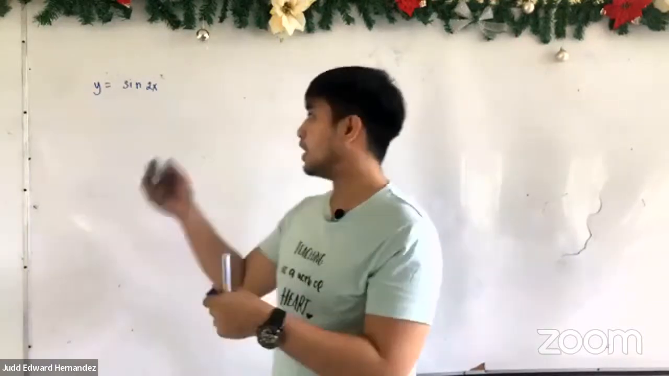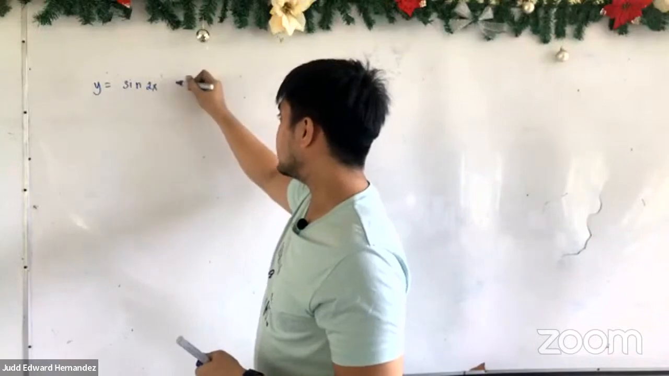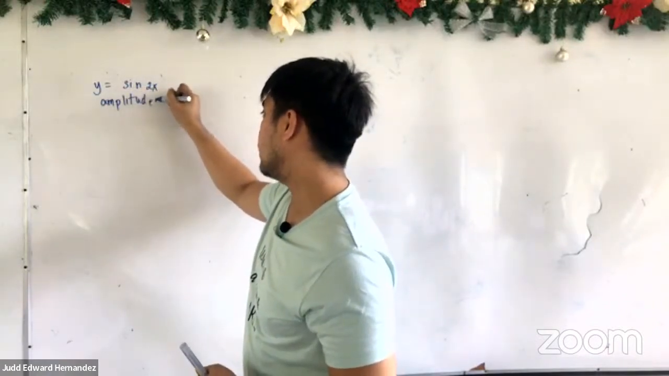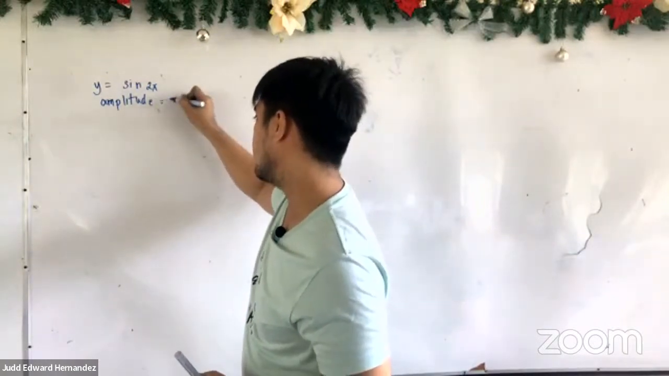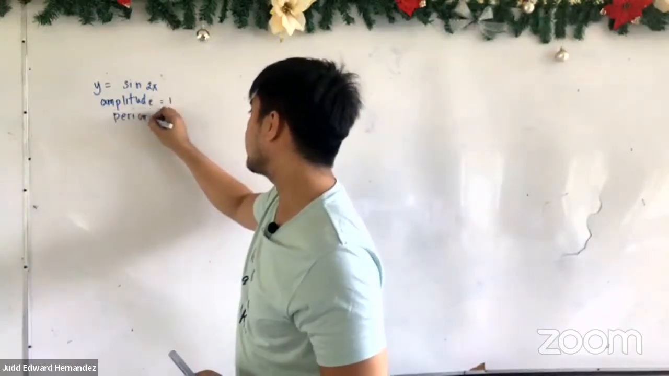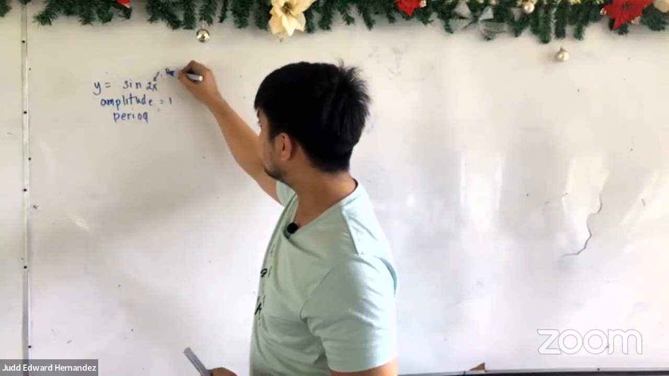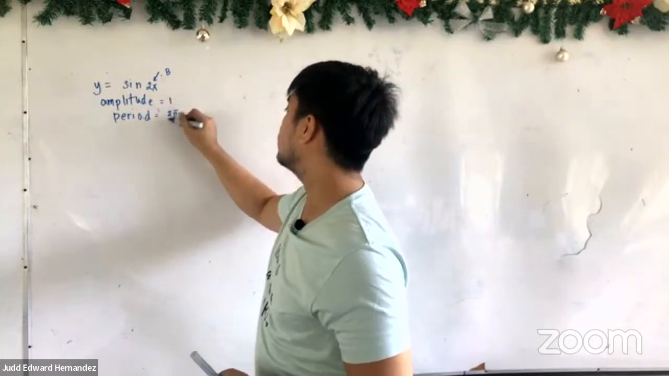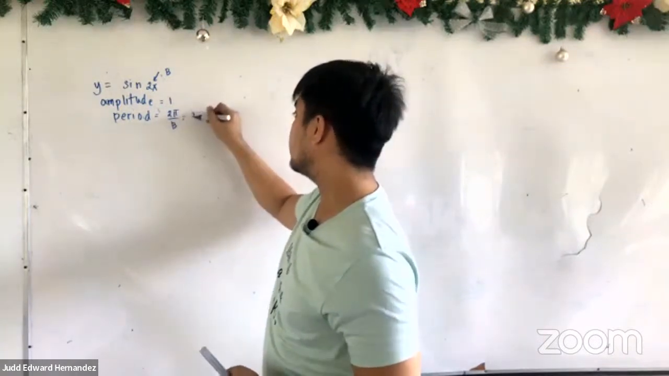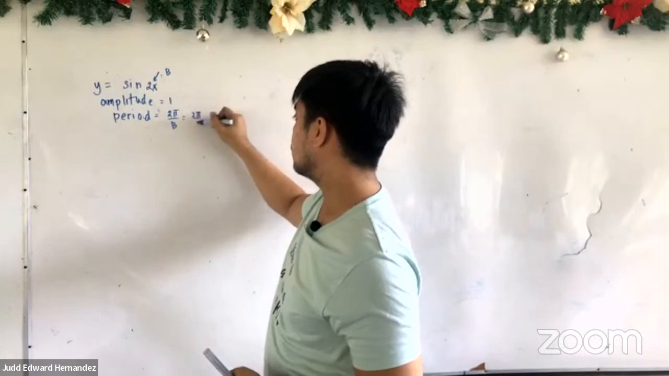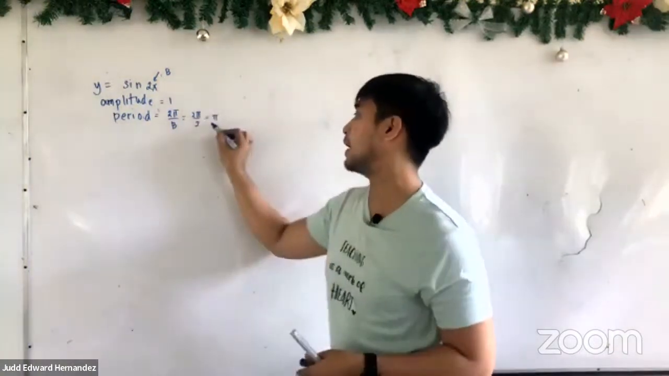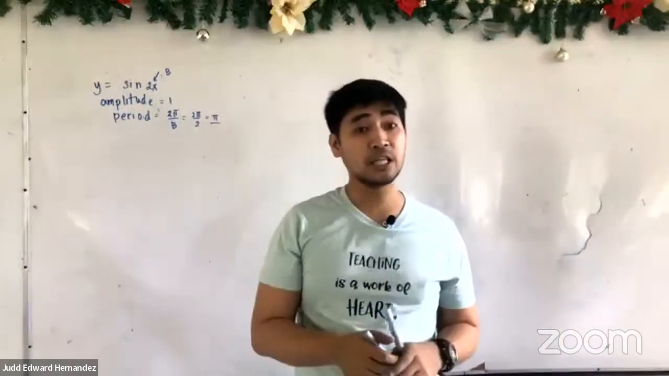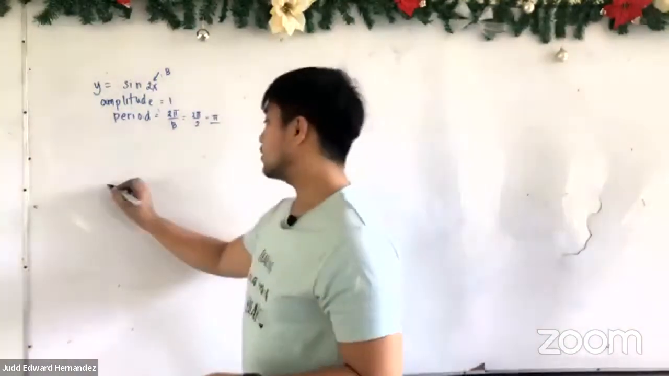Okay, do we have the same amplitude? What is our amplitude? 1 po. Our amplitude is 1. Therefore, our period would be, since this is the value of B, 2 pi over B. And that is 2 pi over 2, and we'll now be having pi. Ibig sabihin, kalahati, doon lang siya dapat.